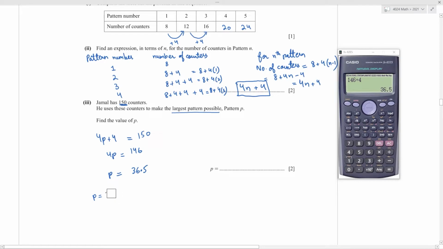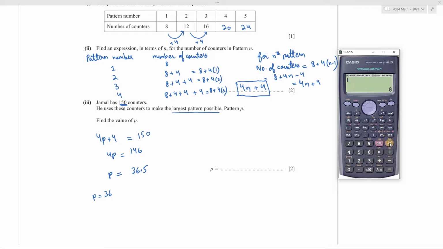That means you will have some leftover counters. When you're using 150 counters, you can make pattern number 36. And if you want to double check, you can do that as well. So if you substitute 36 into 4 times 36 plus 4, the 36th pattern used 148 counters out of the 150. So 2 were left over.